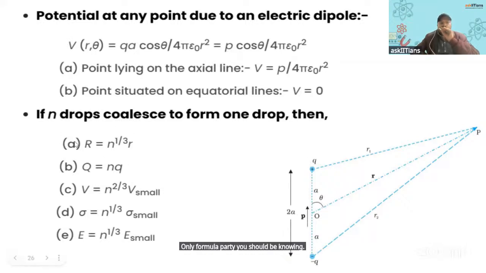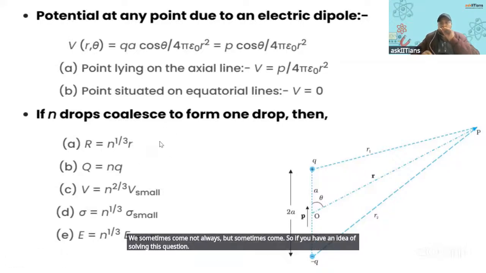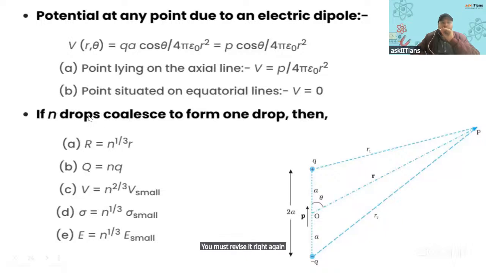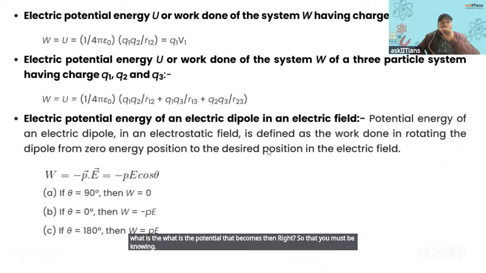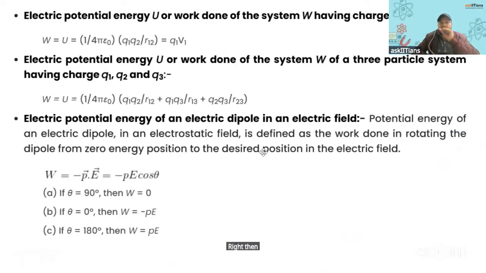And then this is a typical question which sometimes comes, not always. If you have an idea of solving this question, you must revise it. If n drops coalesce to form one drop, what is the potential that it becomes then? That you must be knowing. Then the electric potential energy part we have.